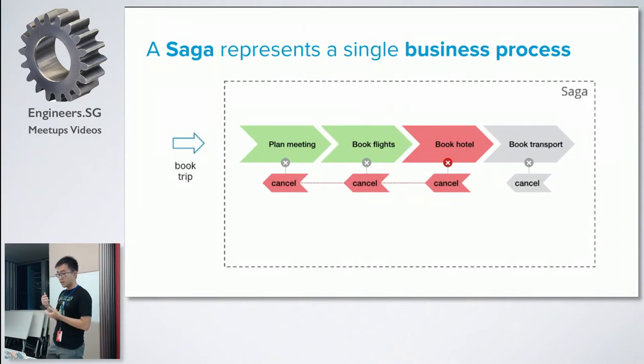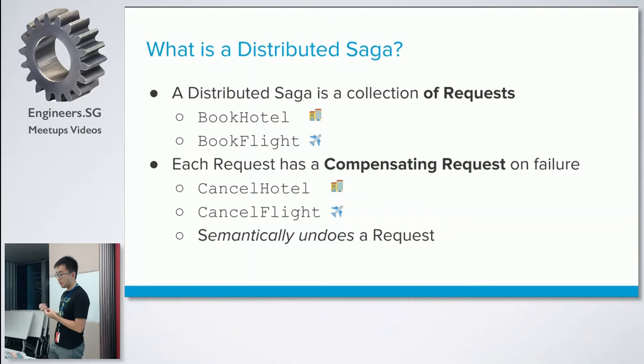To summarize, a saga represents a single business process. Within the saga, there could be many service calls. The distributed saga is a collection of requests. Each request could be a single call to another microservice. So book hotel is a request, and book flight is a request. And each request has a compensating request that's executed on failure of a request. So we have cancel hotel, which compensates for book hotel, and cancel flight, which compensates for book flight.